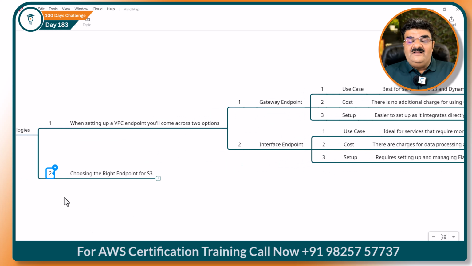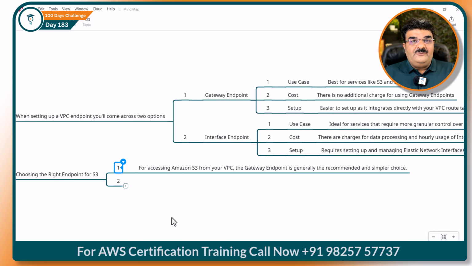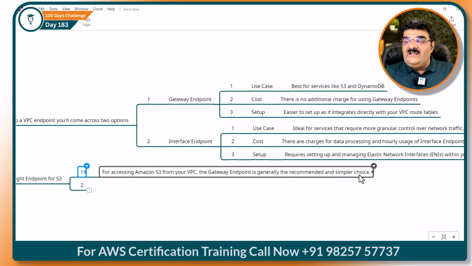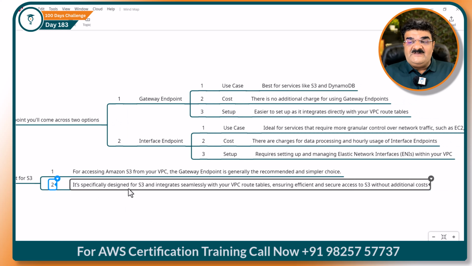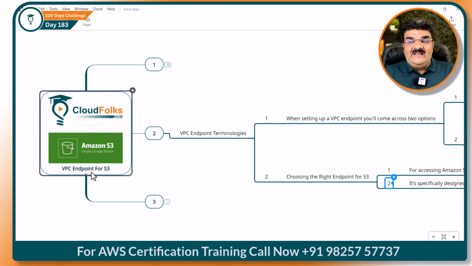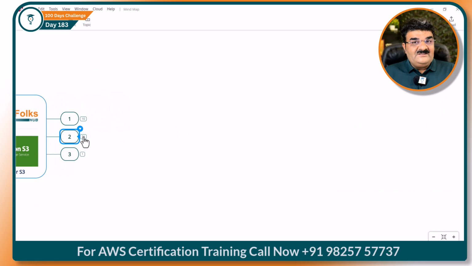Here I have one final summarization: choose the right endpoint for S3. If you are going to create an endpoint for your S3, the best idea is to go with the gateway endpoint. For accessing Amazon S3 from your VPC, the gateway endpoint is generally the recommended and simpler choice. It's specifically designed for S3 and integrates seamlessly with your VPC route table, ensuring efficient and secure access to S3 without additional cost. So right now, as we are doing this particular practical, endpoint for S3, we have to go with the gateway endpoint. This is the end of chapter number 2.